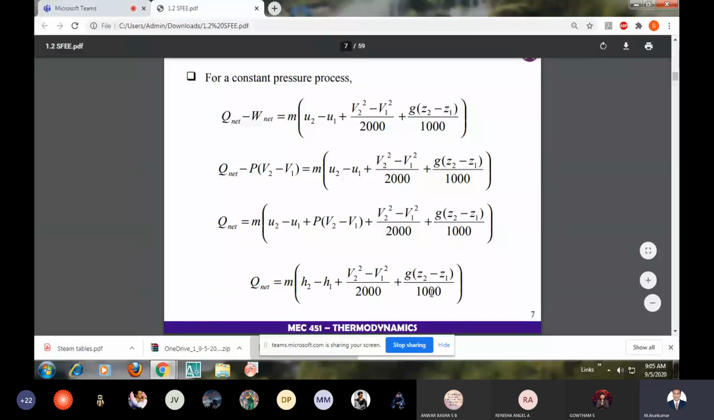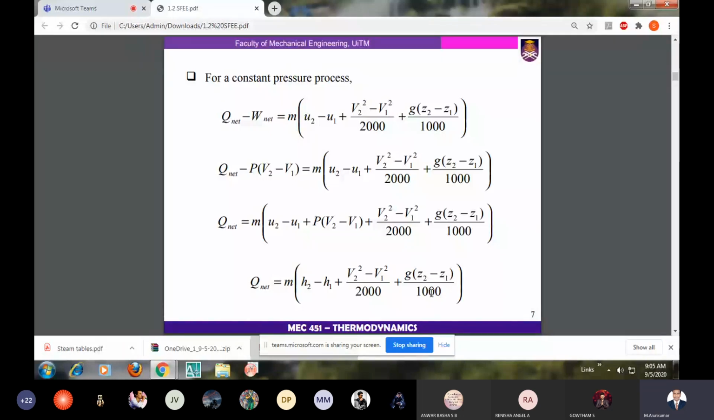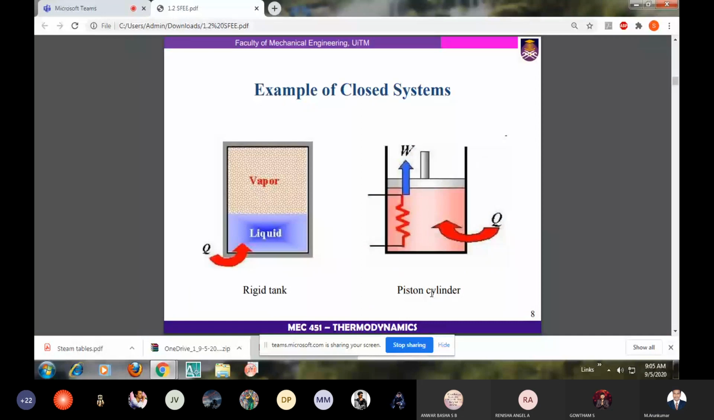Right. So finally, we can get the equation Q net is equal to m into (h2 minus h1) plus change in kinetic energy plus change in potential energy. This is an example of a closed system. In a closed system, we provide heat supply to the system, then we can expect work done from the system.